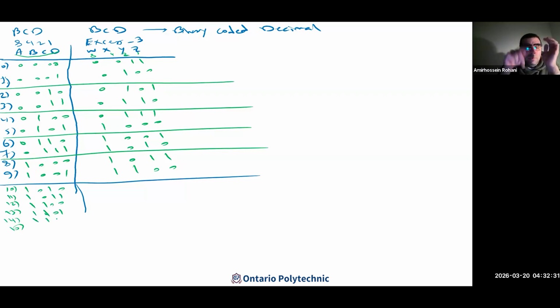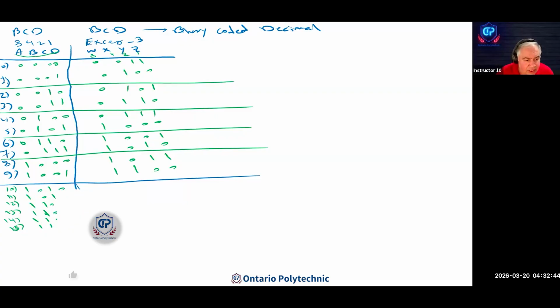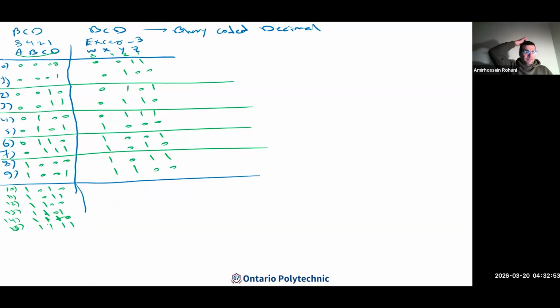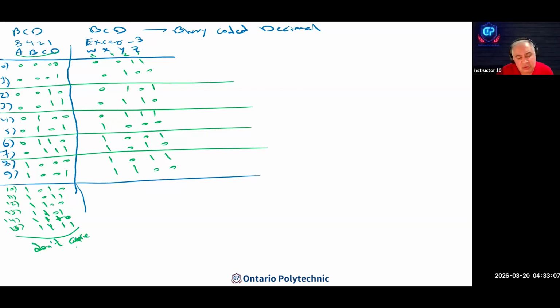Because we cannot shift it, we consider them as don't care. Numbers 10, 11, 12, 13, 14, 15 are don't care. What is don't care? Don't care is not important; it's 1 or 0. Don't care helps our Karnaugh map to be more simplified.